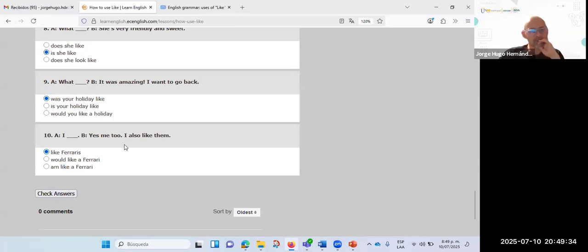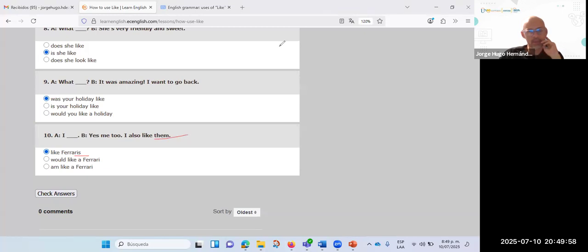Okay. Yes, and that's the correct one, no? I like Ferraris. Yes, me too. I also like them, no? I also like them. Here we say Ferraris with an S at the end because it's plural, no? It's plural. And because of the plural, Ferraris, we say them, no?